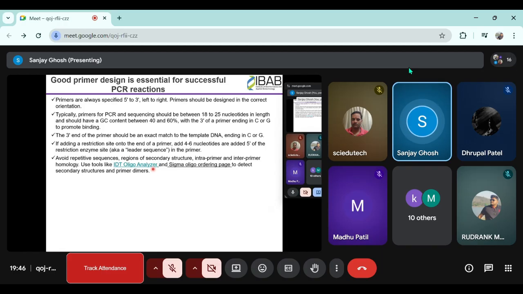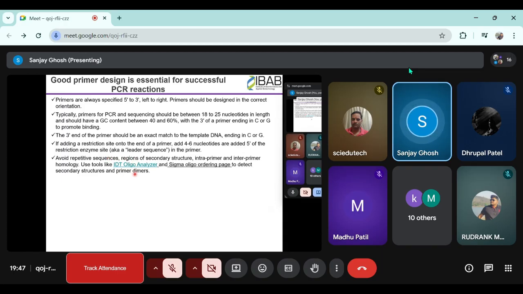Now there are a variety of softwares available online, and these are tools like IDT or Sigma has these oligo ordering pages. It will also tell you if the primers you have designed have any secondary structure. Why is this important? Because if you form a secondary structure of the primer, which is only 25 nucleotides or so, then the 3' end won't be accessible because it will base pair with the 5' end. So you don't want a secondary structure, and these softwares will tell you. If you have, then you have to either change the position of the primer or do something else. And definitely the primers forward and reverse that you will design should not bind to each other.